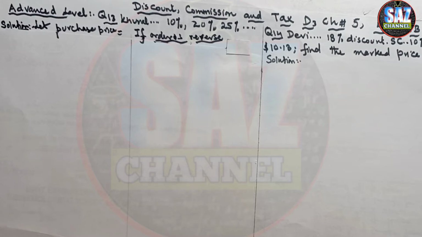This is my 7th lesson of D3, chapter number 5, exercise 5B, that is about discount, commission and tax. In this lesson, I will solve question number 13. Let me read the question first from the book.